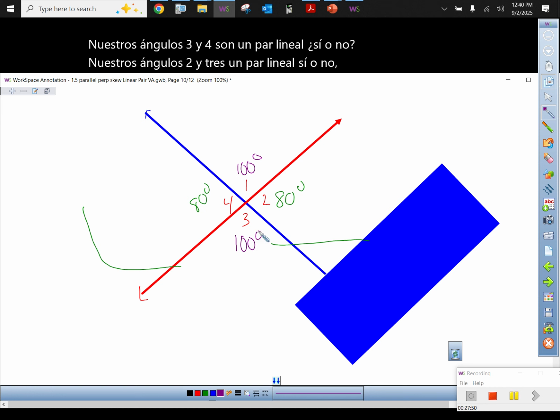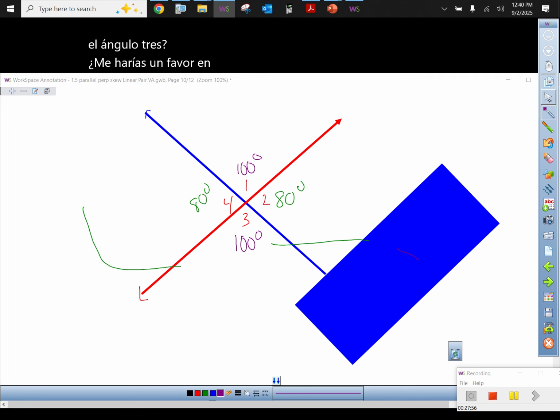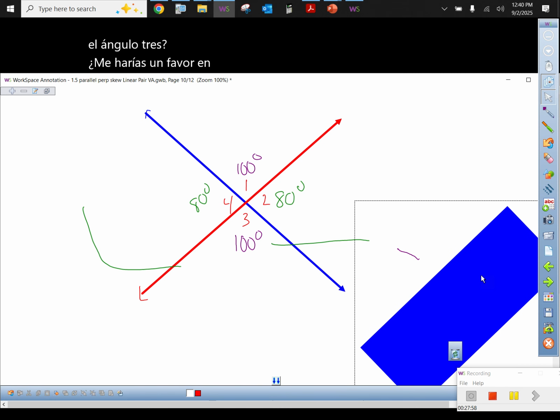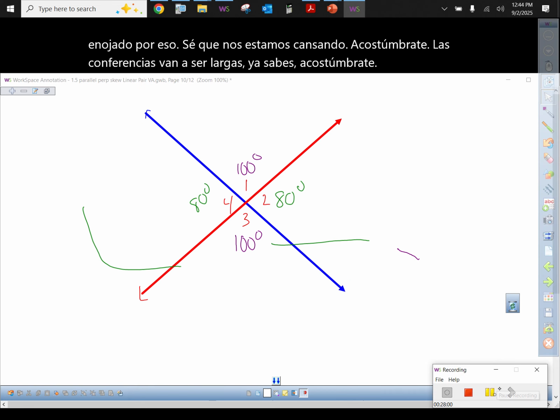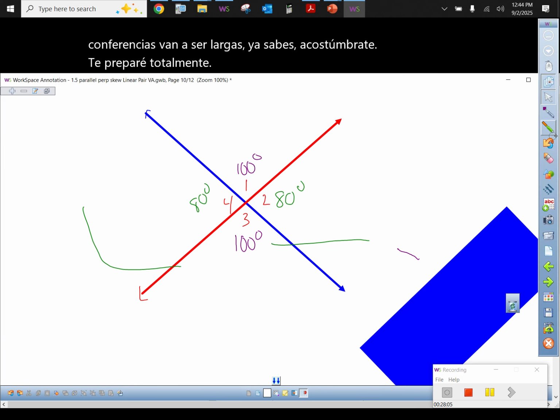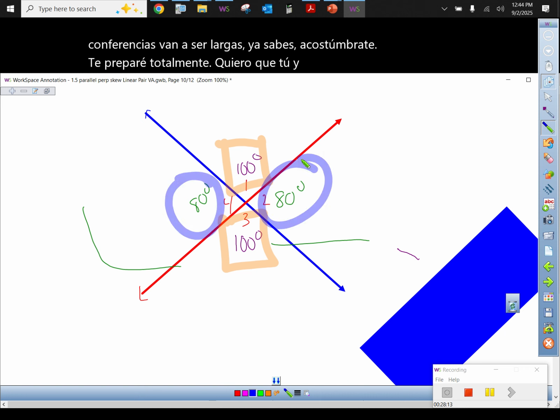Would you do me a favor in the margin, draw that picture, just like I got it. It's just got to be small. Make 2 lines that cross each other in an X. Draw that picture. I totally set you up. I want you and your table to discuss, do you see something special about these 2 in the orange boxes and these 2 in the blue circles? What do you notice? Orange boxes, blue circles. Something's cool with the orange boxes, something's cool with the blue circles.